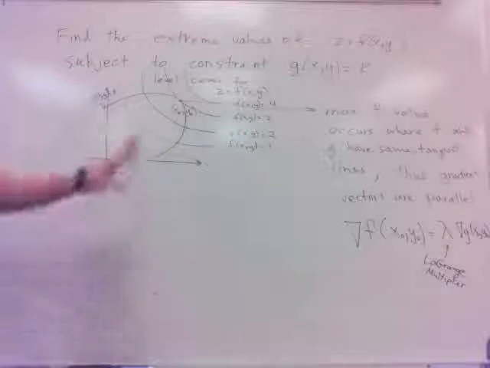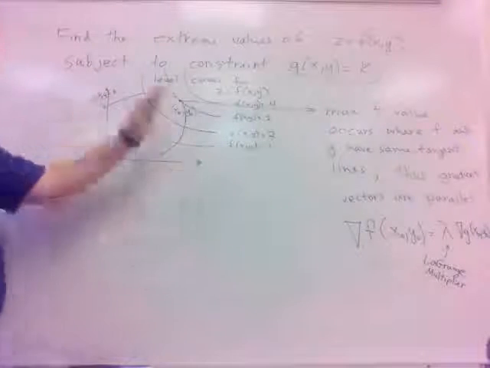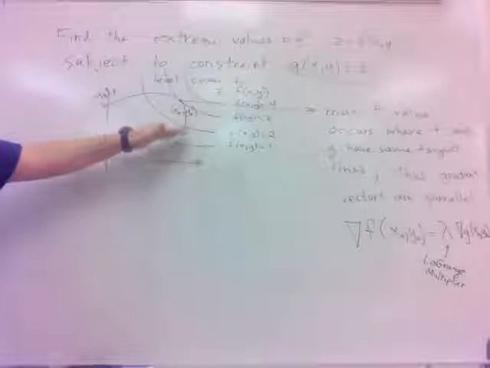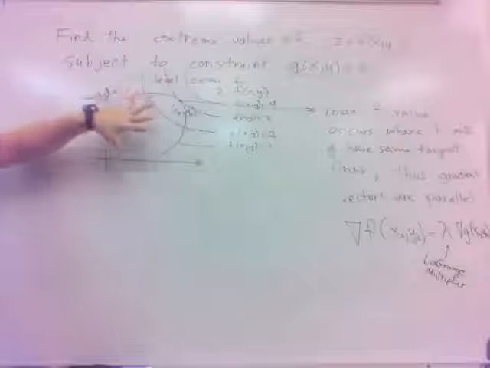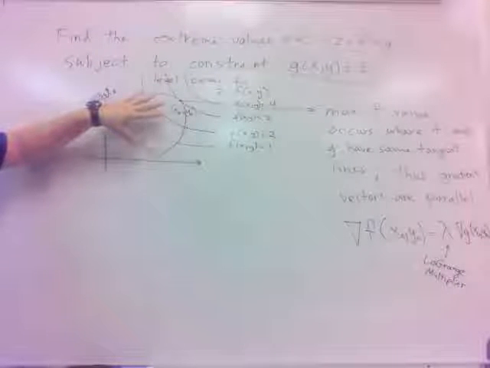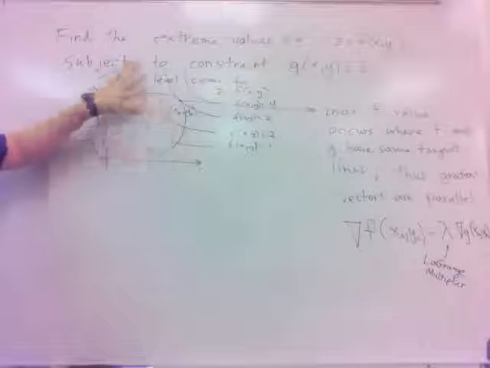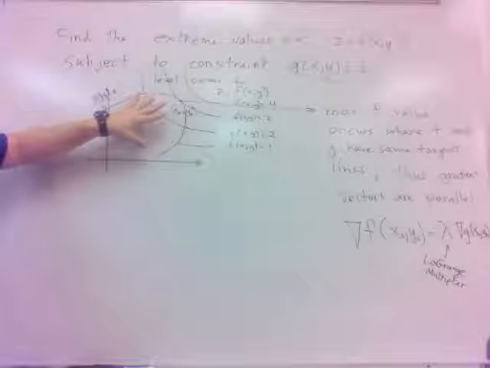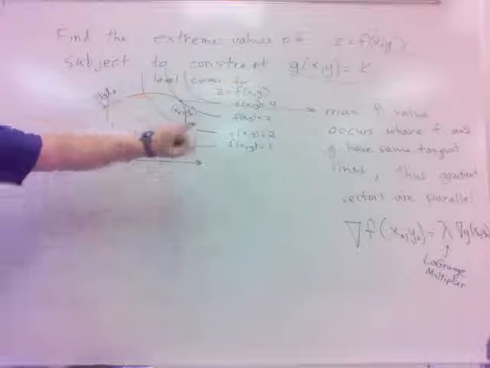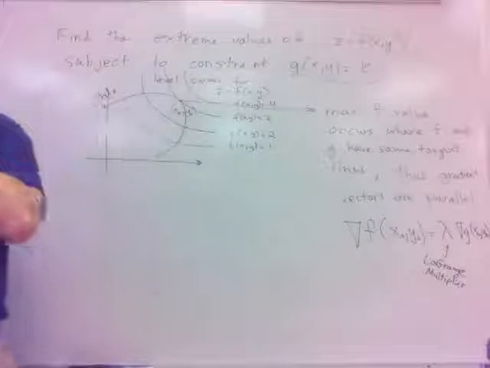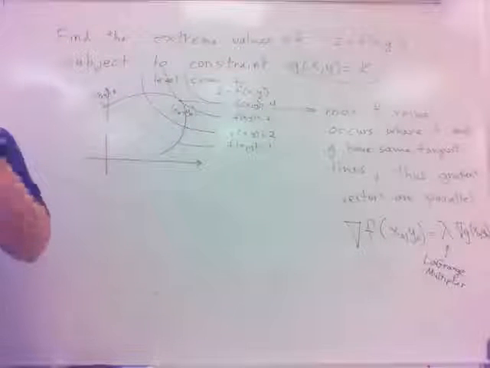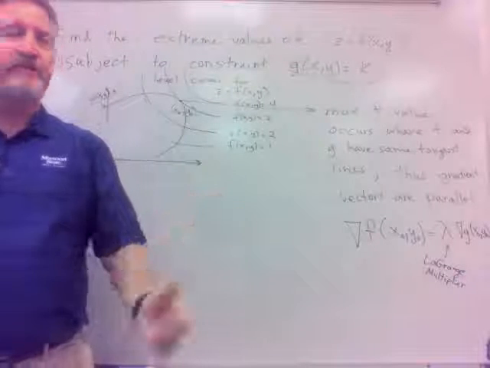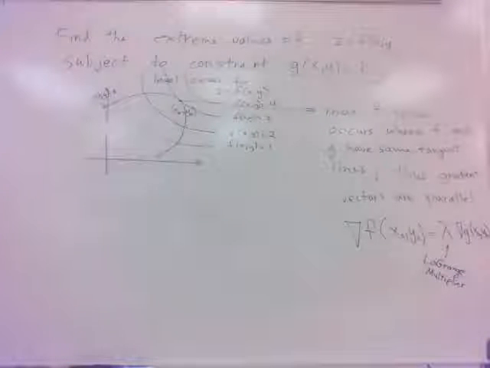You can't say that about any other point on this. Right now, I'm going to draw some others here in a second. But you can't say that about any other point there. But you can say it about that point, because that's where your tangent lines are the same, so therefore your normal lines are the same, which means your gradient vectors are parallel. Okay?